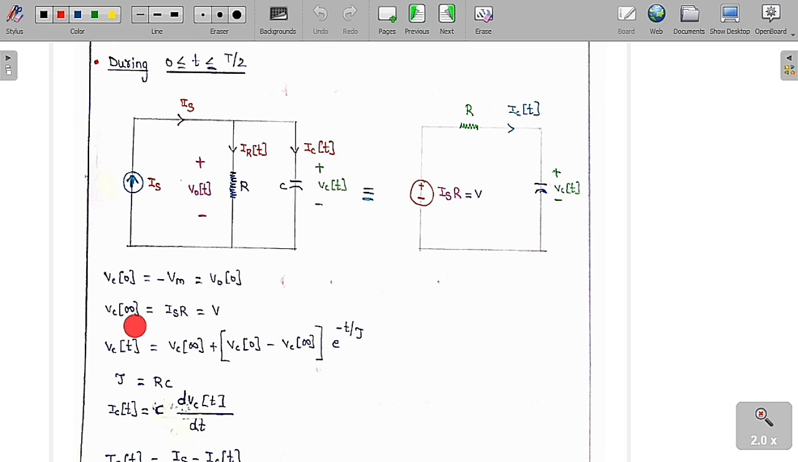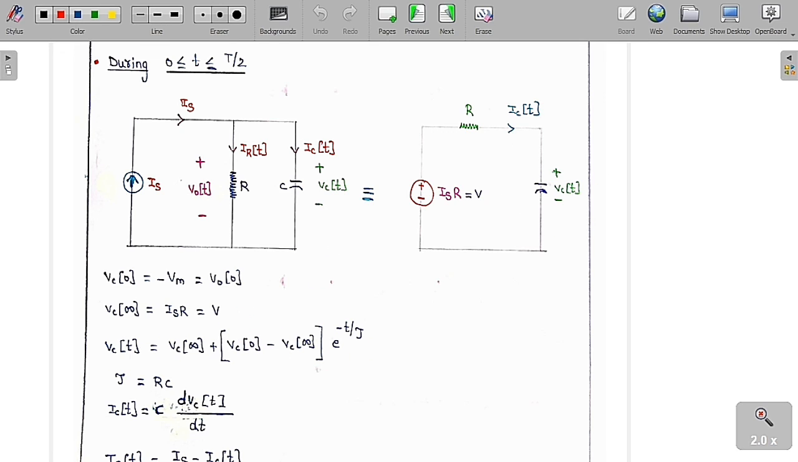What is Vc of infinity? If you leave it for infinite time, the capacitor voltage is going to charge to Is into R. Is into R is nothing but V, which I am going to consider. So at infinity the capacitor is going to charge to the source voltage, which is equal to Is into R, which is V.